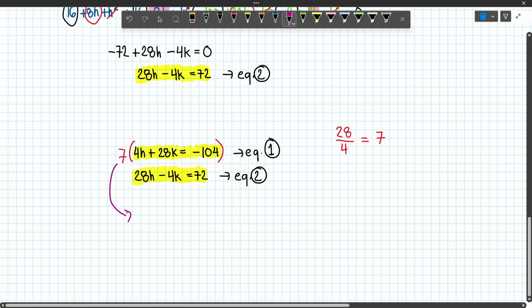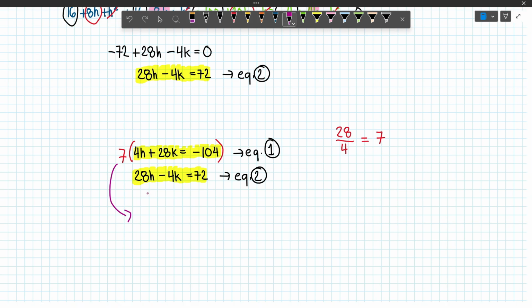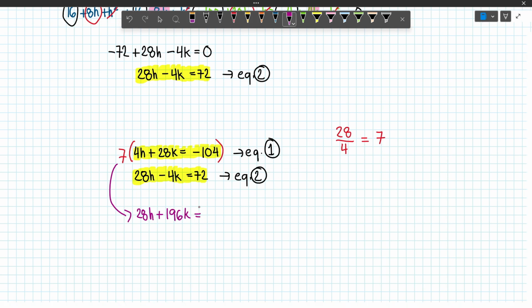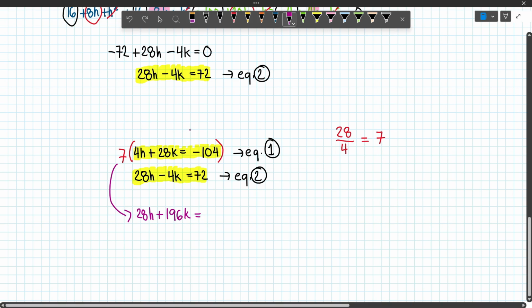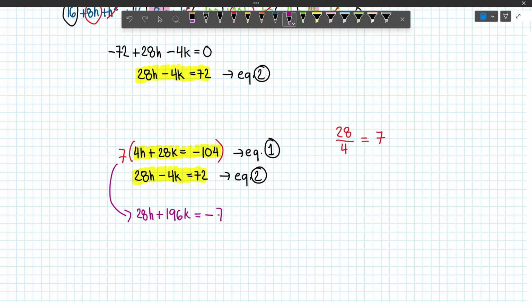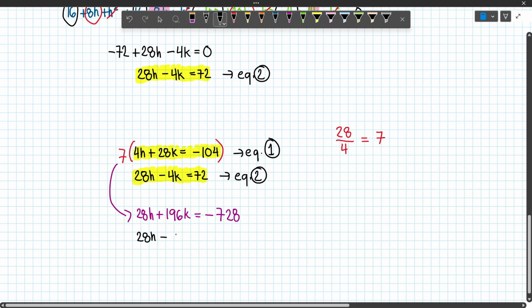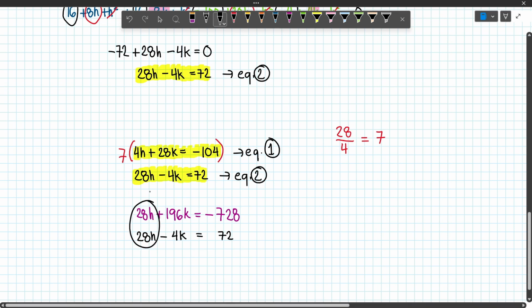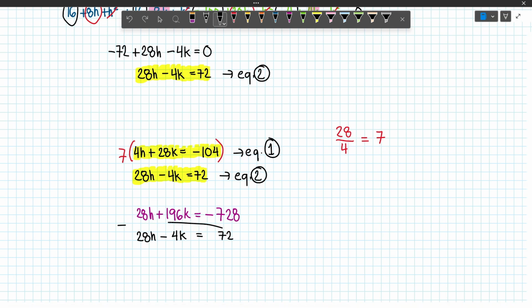And our resulting expression will be 7 times 4h will give us 28h. 7 times 28k will give us 196k equals 7 times negative 104 will give us negative 728. And now let's copy this equation. 28h minus 4k equals 72. Now, in order to eliminate our h variable, we have to subtract both of these equations, this one and this one.